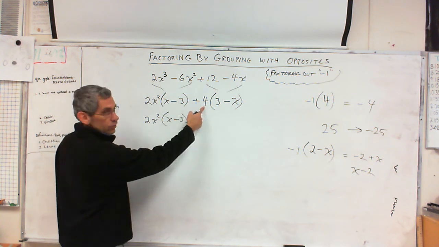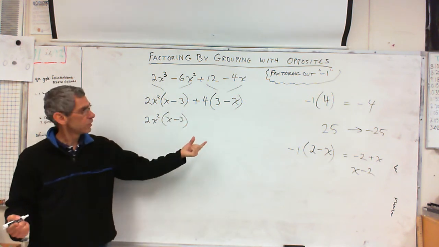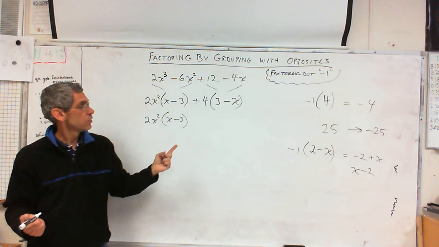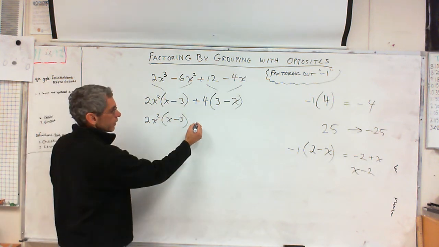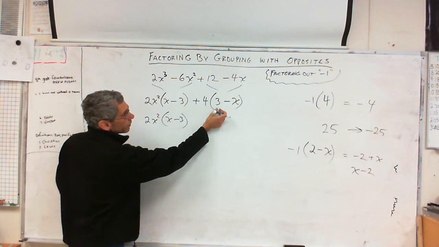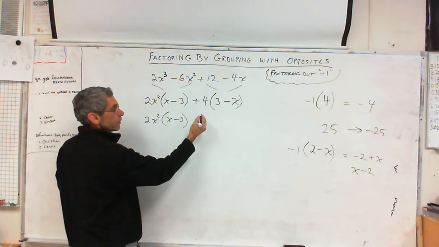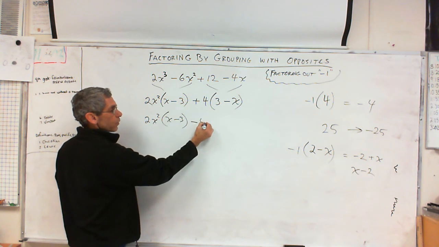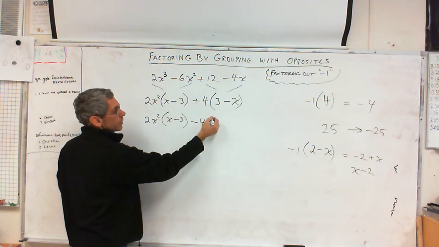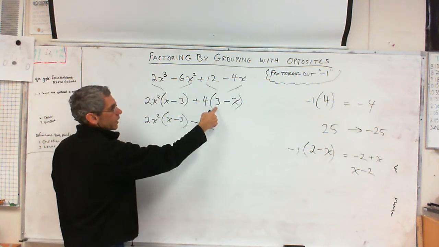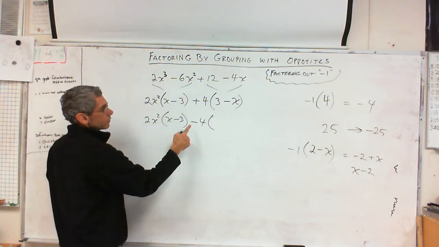Now instead of plus 4, I'm actually going to factor out a -1. By factoring out a -1, it's basically 4 times -1 and then flipping that. But what's 4 times -1? Minus 4. So I'm going to put -4. All I'm doing is changing the sign.